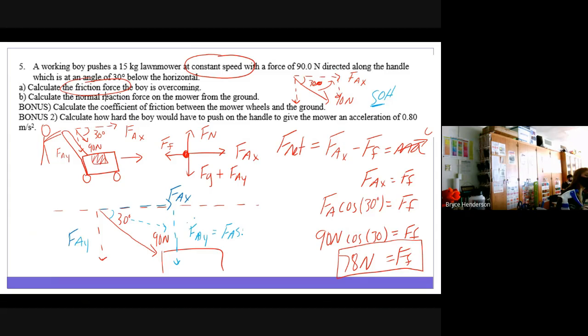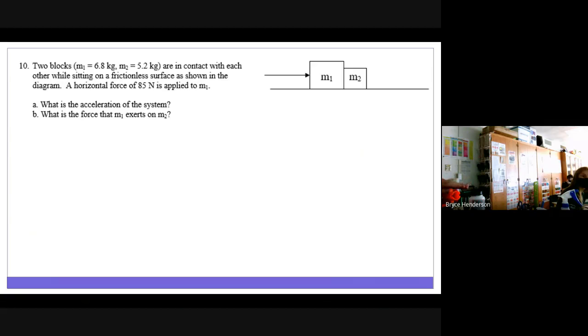sine of 30. To get F_A,x, because it's adjacent, it's right next to my angle, I would do force applied times the cosine of my angle, 30. Because F_A, the applied force, is my hypotenuse. So, when in doubt, X, cosine. Y, sine, always.